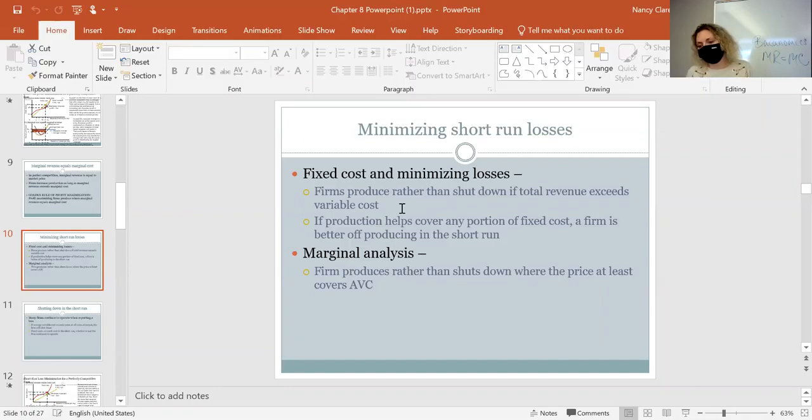I'm going to show you a graph here in a minute that I think will help. The marginal analysis is that per unit analysis, right? That's that bottom graph. Firms produce rather than shut down where the price at least covers your ATC. When that horizontal demand curve, in this case, at least covers your AVC. You've got to cover those variable costs and some portion of your fixed to justify continuing to operate in most cases. Questions so far? Okay, I know it's a lot. That's why we're spreading it over three lectures, right? Okay.